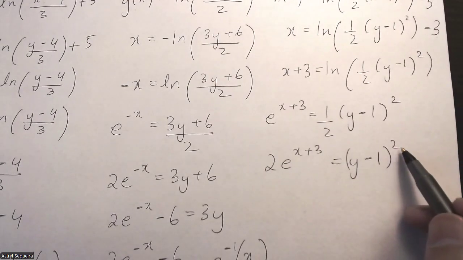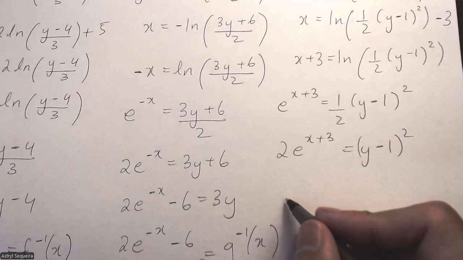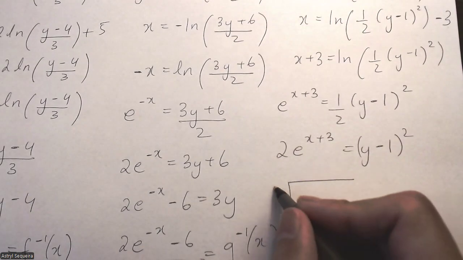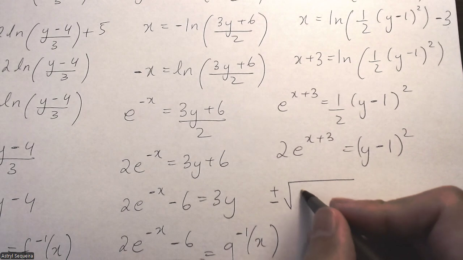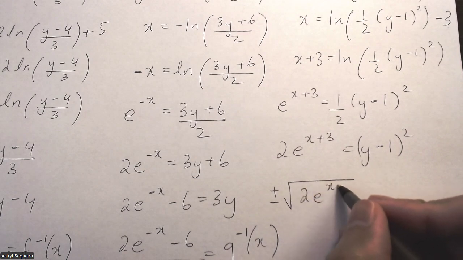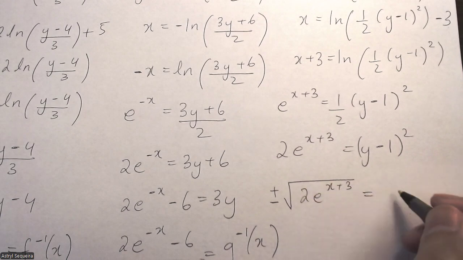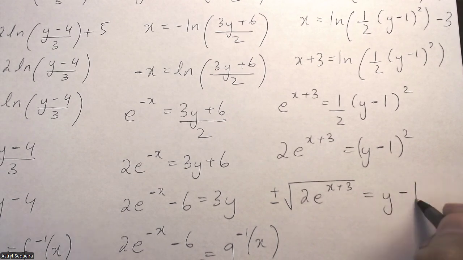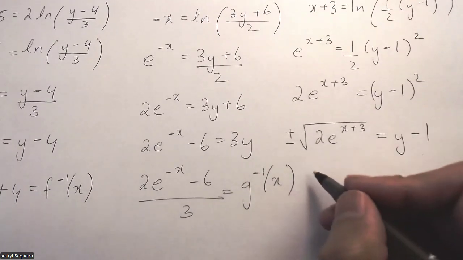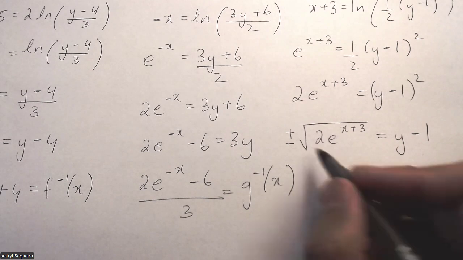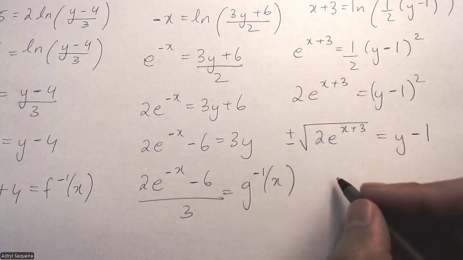Then I need to get rid of the square, so when I move the square to the other side, it becomes a square root with a plus or minus outside. Then last step, moving the negative 1 over, it becomes positive 1. You can write it at the front or the back, it doesn't matter.